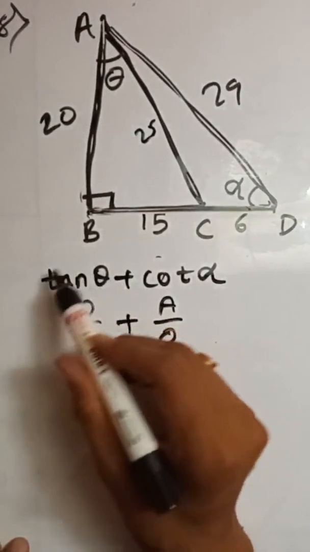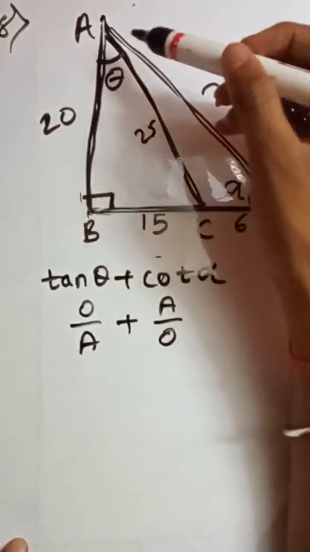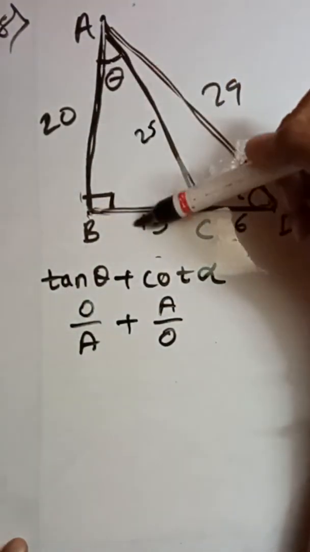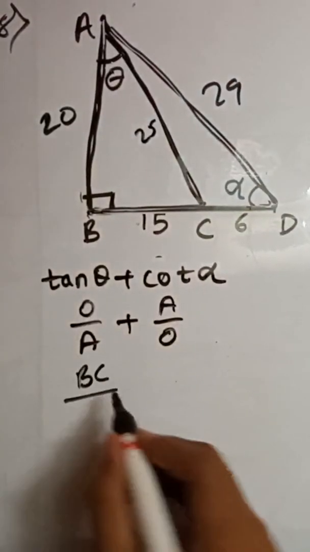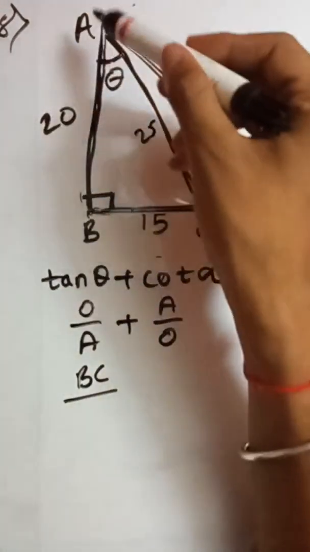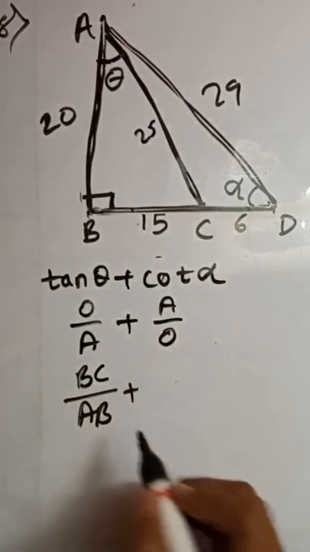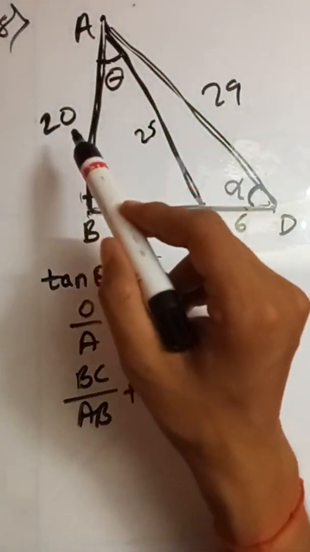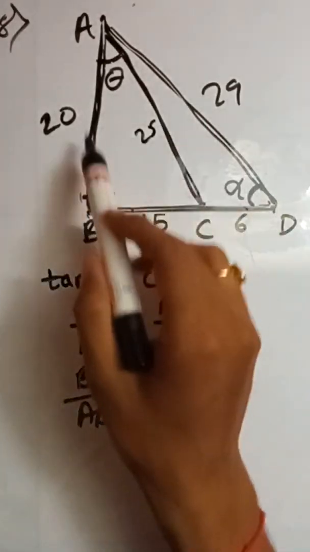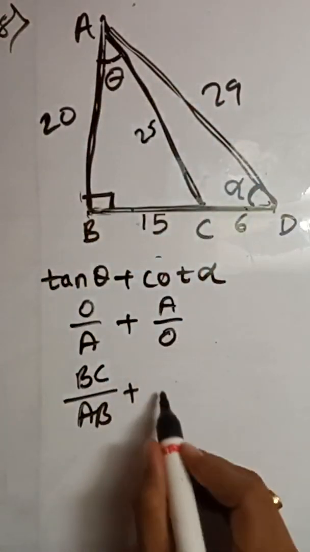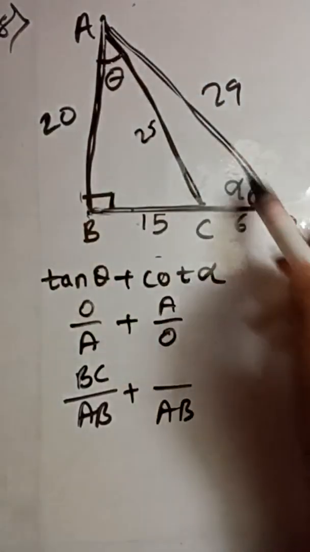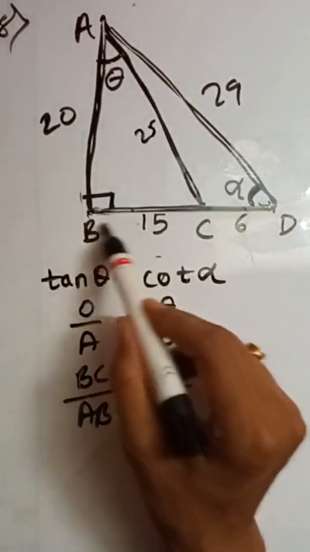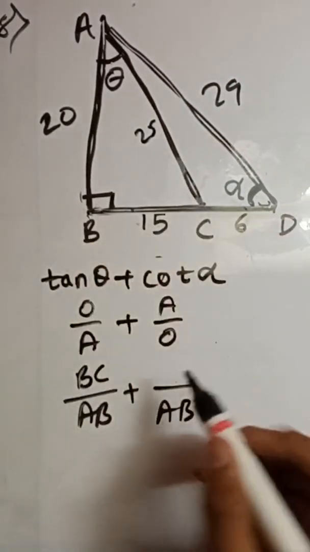So cot is A upon O. Now tan theta: where is theta? Theta is here, so this is O upon A for the theta triangle. For theta, the opposite is BC, the hypotenuse is AC, and the adjacent is AB. For alpha, the opposite is AB, the hypotenuse is 29, and the adjacent will be BD, for the bigger alpha triangle.